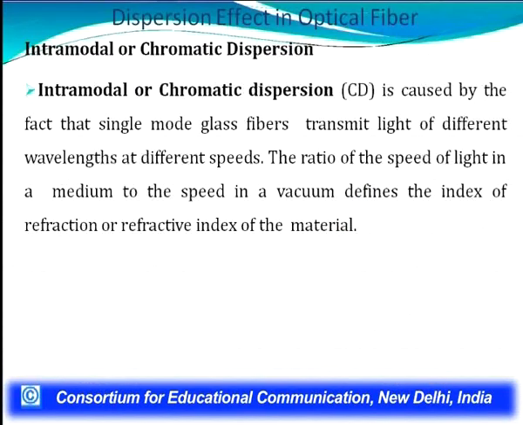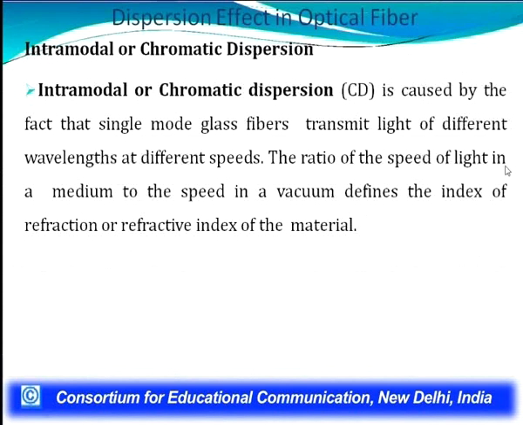Now, the next part is the intramodal or the chromatic dispersion. What is the intramodal or chromatic dispersion? It is caused by the fact that single mode glass fibers transmit light of different wavelengths at different speeds. It means light will be passing through the single mode fiber with different wavelengths, and their speeds are also different.